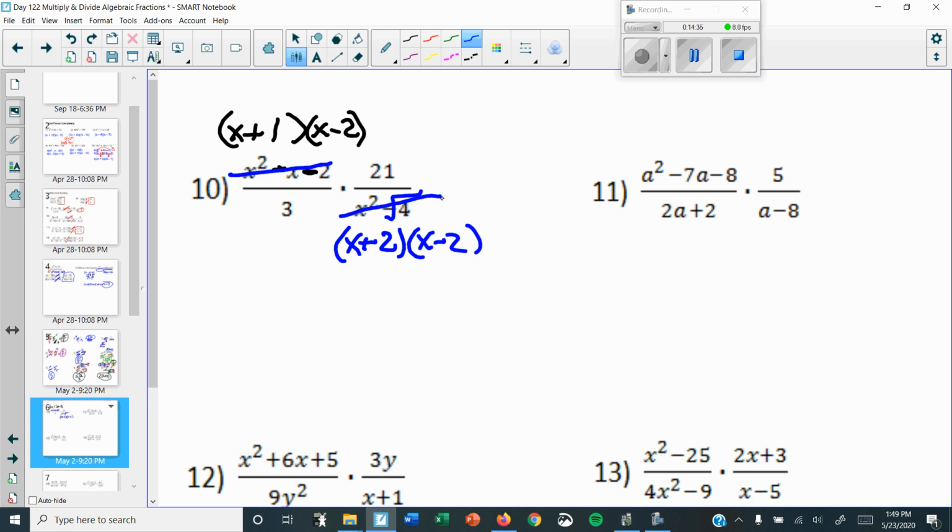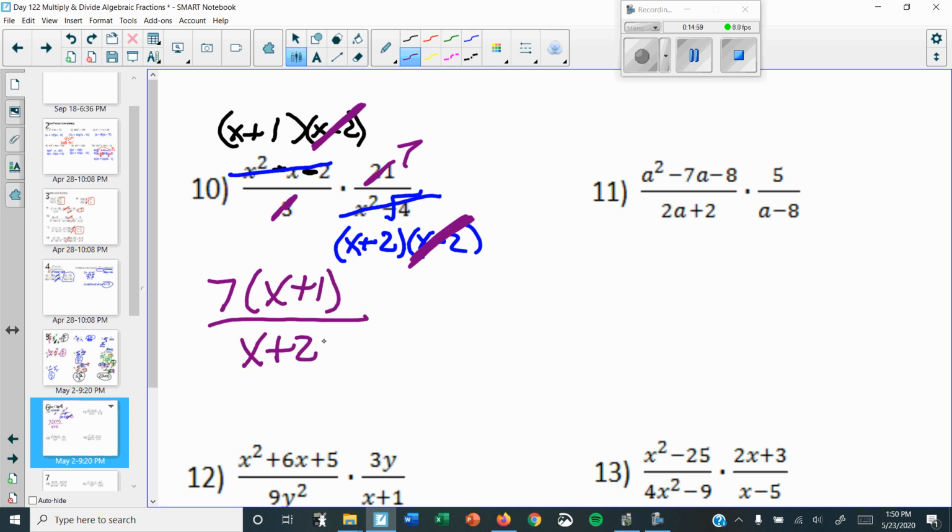Let the mad canceling begin. X minus 2, X minus 2. What else we got? 21 and 3, goodbye 3. 21 divided by 3 is 7. Is there anything else I can do? No. So this one didn't get to mad cancel that much. So what am I left with? I see 7 on top with an X plus 1 over X plus 2, and there's nothing else I can do. And again, you don't need to put the parentheses around X plus 2. You can. It doesn't hurt.